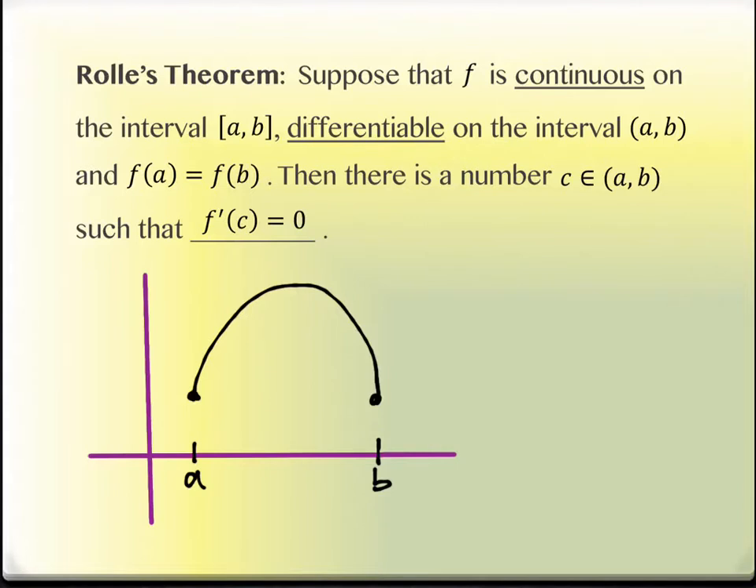And the endpoints match, right? They have the same y value. So the way I've drawn this, hopefully they look like they have the same y value, whatever it is. Here, we'll write it in that way: f(a) = f(b).